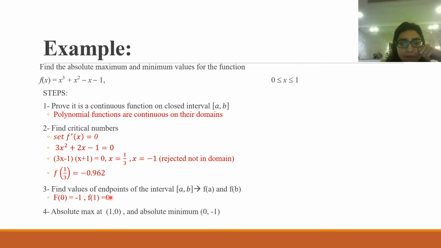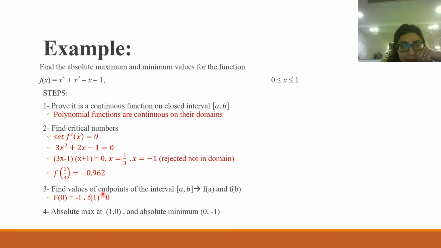Third step, find values of the endpoints given. I have from 0 to 1. I need to find f of 0, I need to find f of 1. f of 0 is -1, f of 1 became 0. I just substituted in the original equation. And then I check. I have now -0.962, -1, and 0.